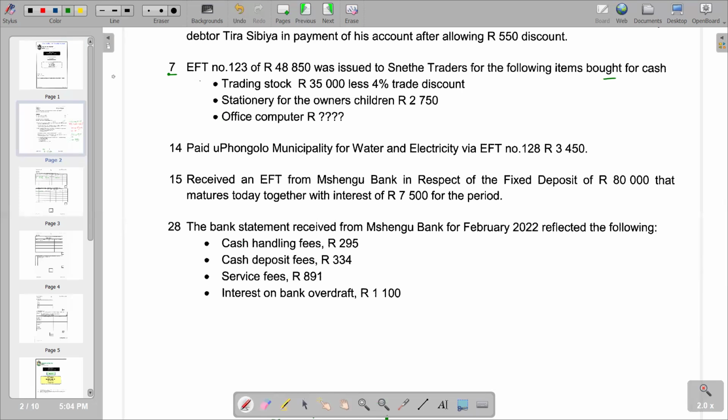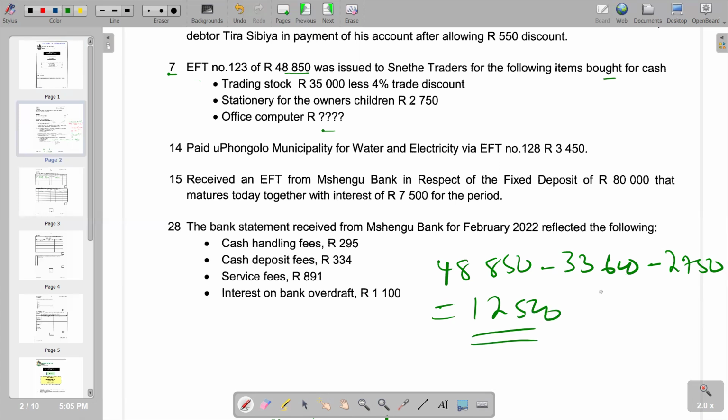So remember, we say the total value is 48,850. Inside 48,850, we have got trading stock, we have got stationery, we have got the office computer. To find this value, we are going to say 48,850, which is the total, minus the value after deducting trade discount that we got, which was 33,600. And then we also subtract the one for drawings, which is 2,750. And then we are going to get the value of 4,500. This is going to be the value that you're going to transfer there.